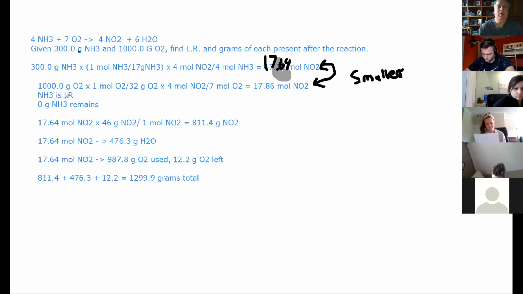So from that, we can essentially say two things. We would say NH3 is the limiting reagent. And we would say, since it's the limiting reagent, it runs out. We have 0 grams of it left at the end of the reaction. Okay. All right. Now, the important thing to remember is once you've done that calculation, you got the moles of NO2 there.